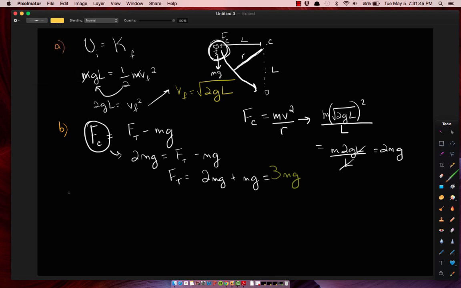Okay, so we solved parts A and B. Now on to part C. Part C asks a conservation of momentum problem. They ask, what's the speed of the person and object just after the collision? So they're asking, after this person has collided with the object, what is their total speed together?